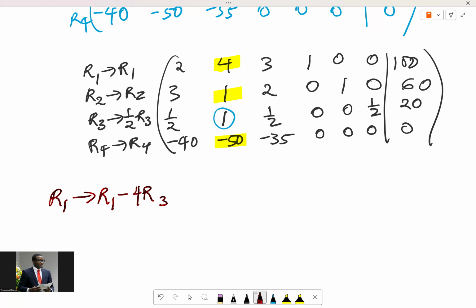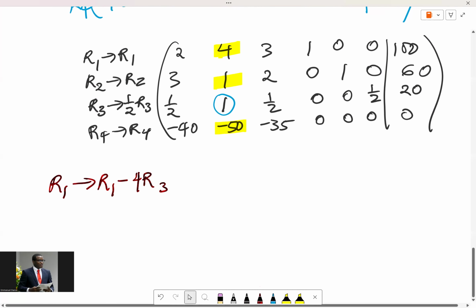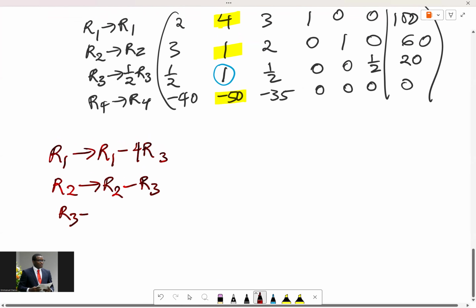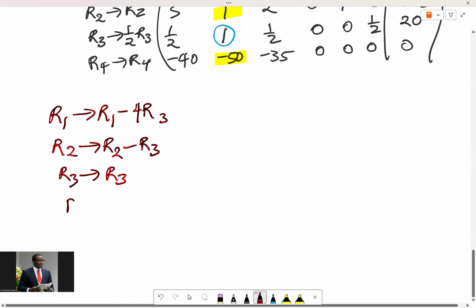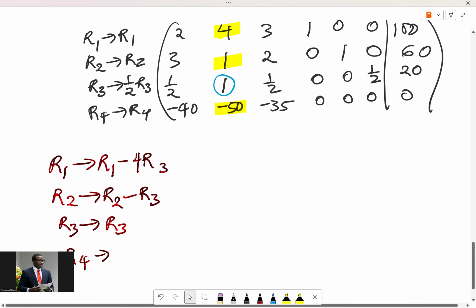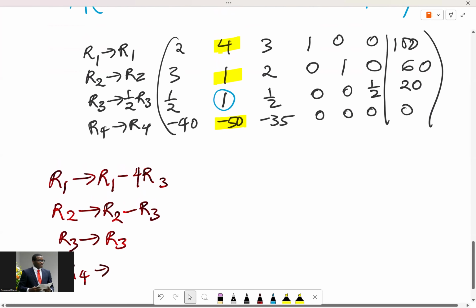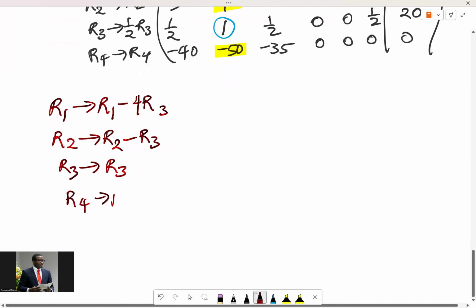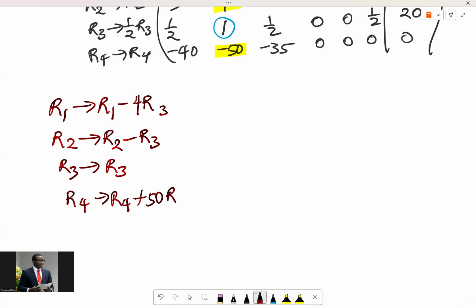Okay. So that way you have 4 minus 4 times 1. That'll be 0. Then for row 2 now, thankfully, in the pivot column, row 2 is already 1. So you can just say row 2 minus row 3, straight up. So 1 minus 1 will just give you 0 there. Then row 3 remains row 3, being the pivot row. The new row 3 is the old row 3 still. Then for row 4 now, you see row 4 has minus 50. To get 0 there, it has to be minus 50 plus 50 times 1. So that will be R4 plus 50 times R3.